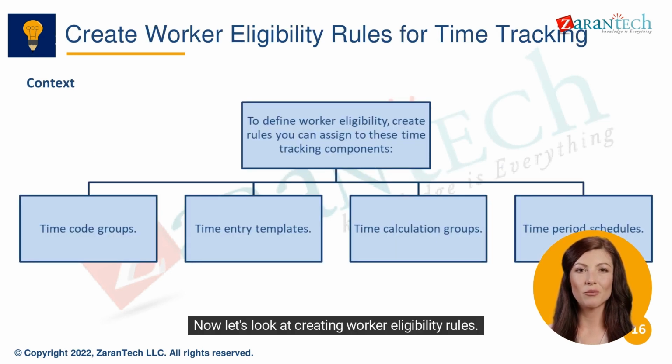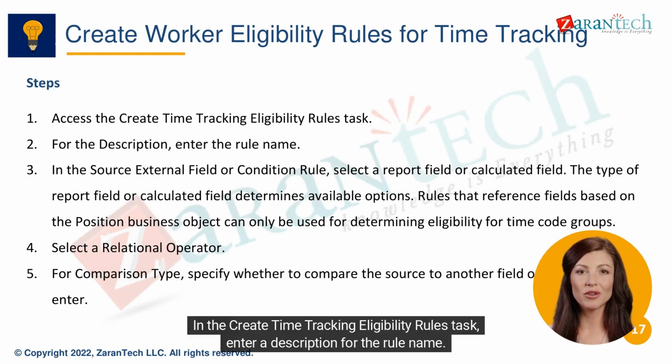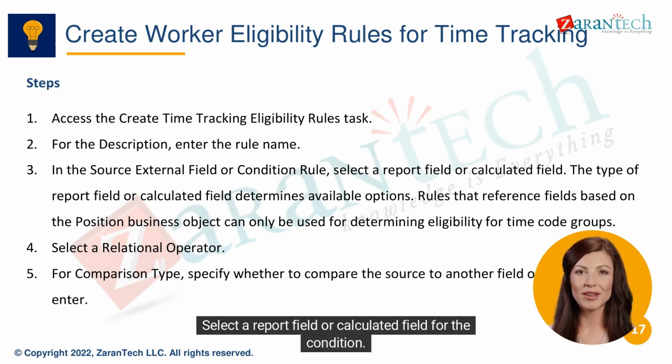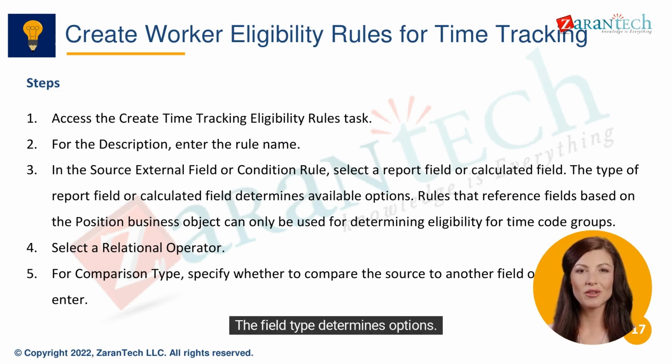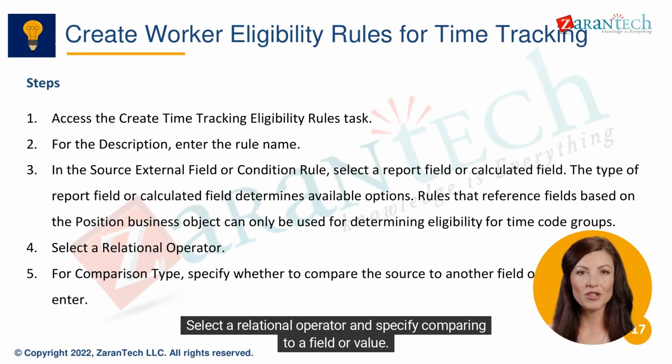Now let's look at creating worker eligibility rules. In the Create Time Tracking Eligibility Rules task, enter a description for the rule name. Select a report field or calculated field for the condition. The field type determines options. Position fields can only determine time code group eligibility. Select a relational operator and specify comparing to a field or value.